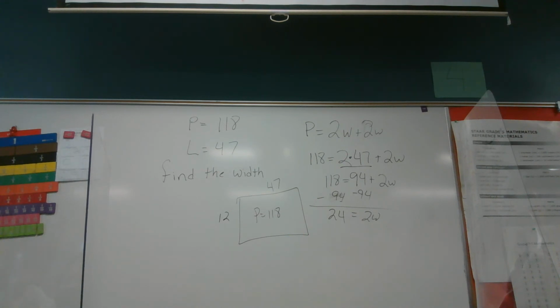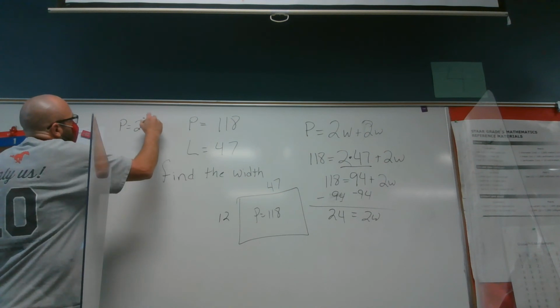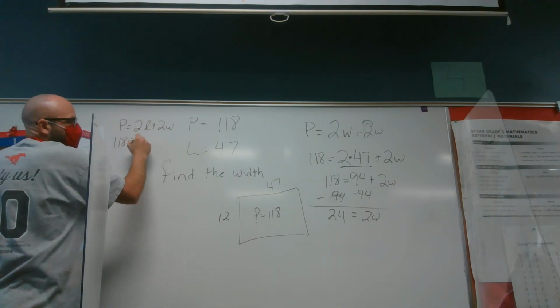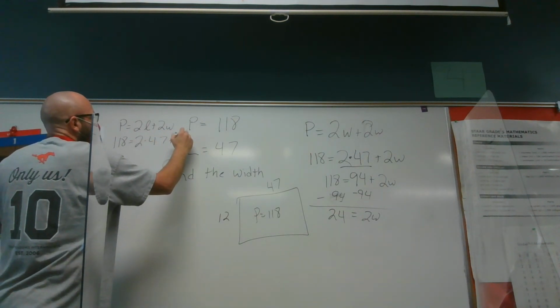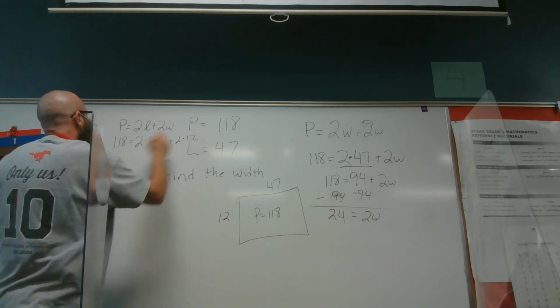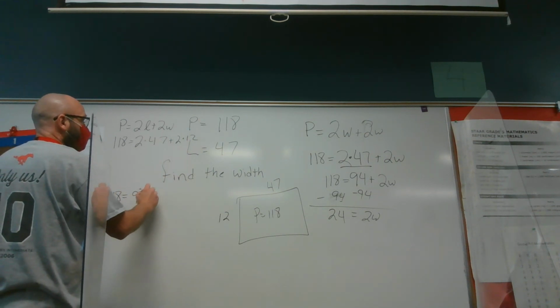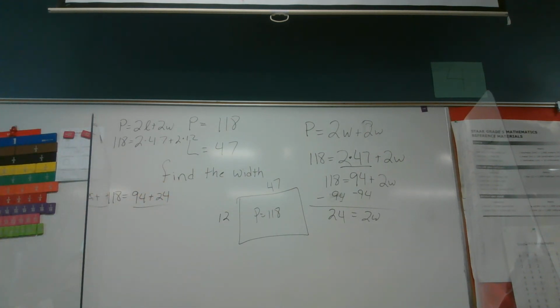Now how can I go back and check this? I can use the formula. Perimeter equals 2 times length plus 2 times width. 118 equals 2 times 47 plus 2 times 12. 118 equals 94 plus 24. And that, in fact, is true.